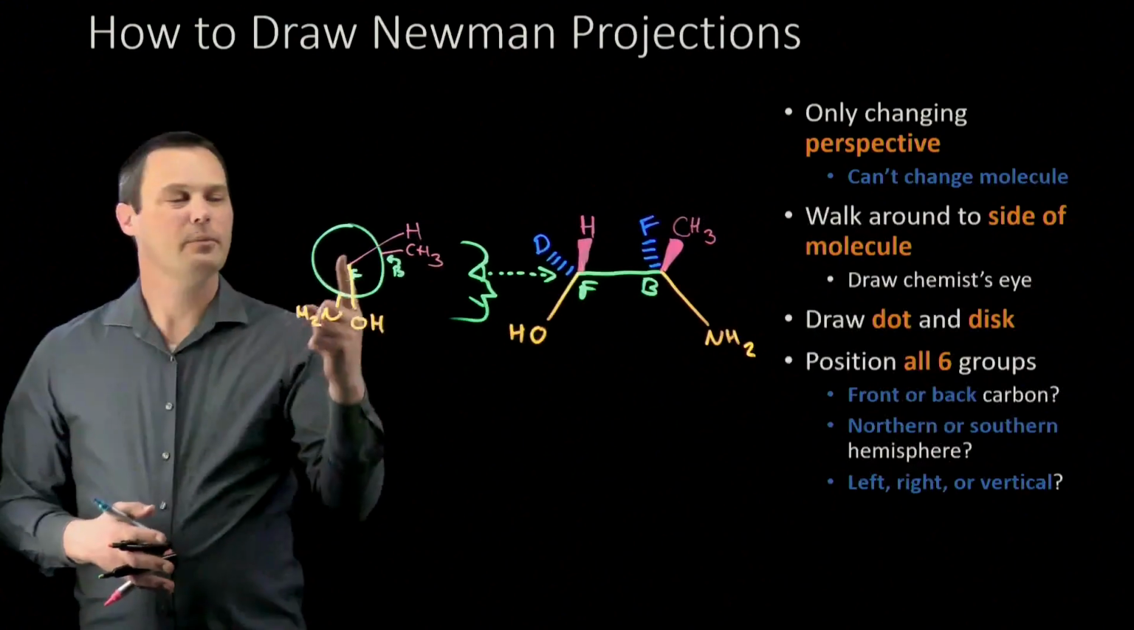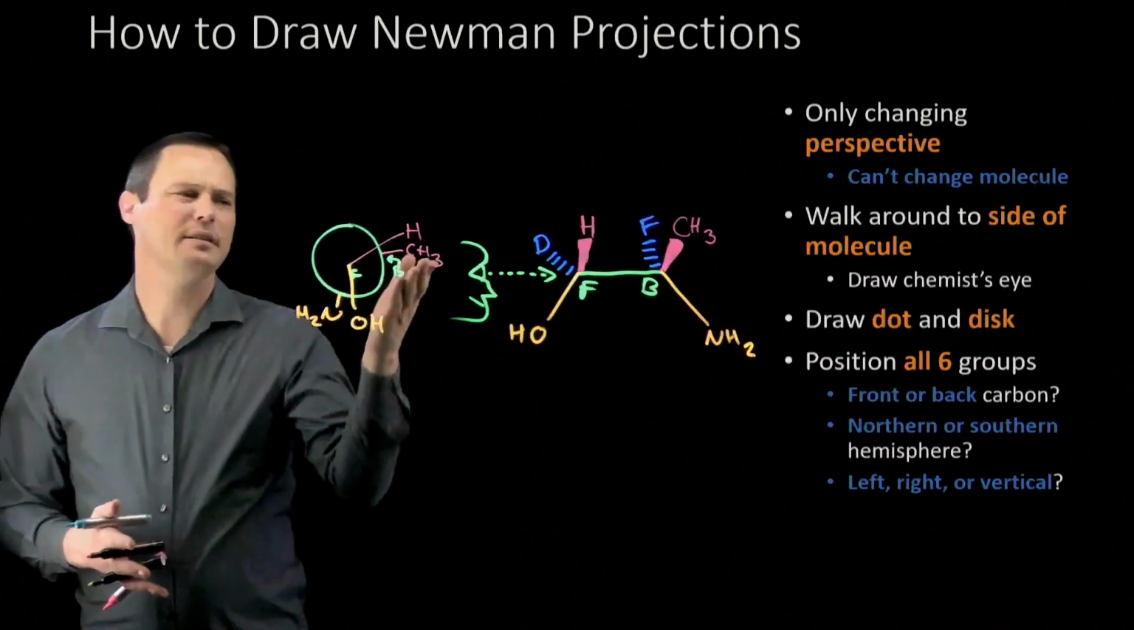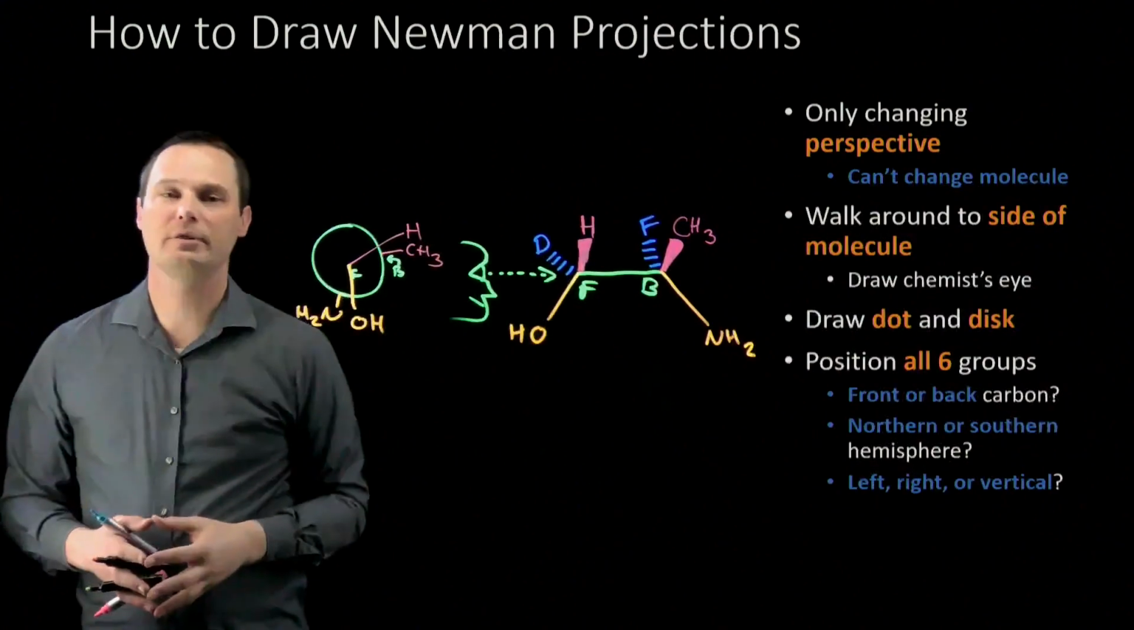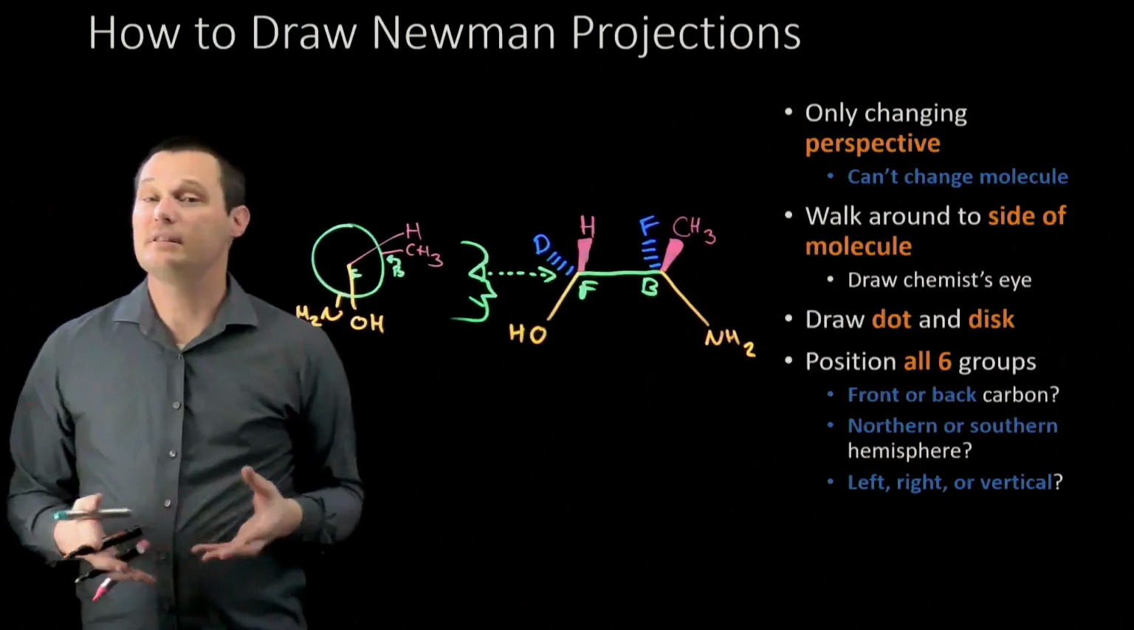Notice one other thing I did here. With the first group, I offset the back carbon to the clockwise side of the molecule. So I did the same thing with the CH3 group. I offset the back group to the clockwise side of the front group. Do you have to do that? No, but it is consistent, and I like to be consistent.